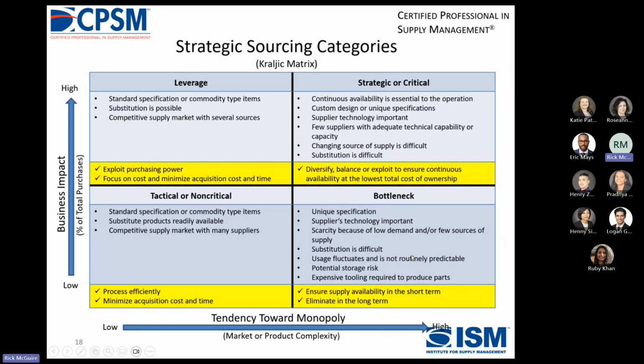there's only a few suppliers in the industry, but the spend is low. These could be things like computer chips that we're having problems getting. Compared to engines, it's not a big spend, but you got to have them. These guys are like a pain in the neck. You want to ensure supply availability in the short term and get engineering to eliminate them in the long term, if possible, because you just don't have to deal with a bunch of these guys.